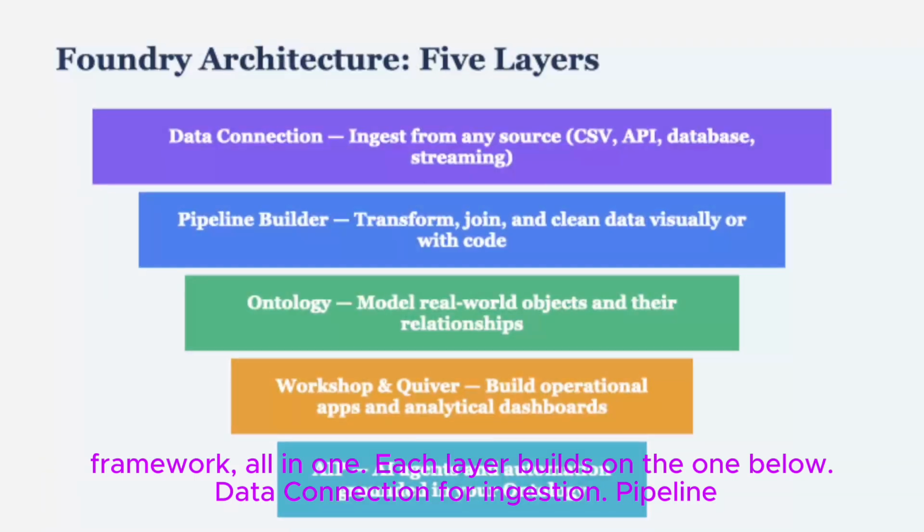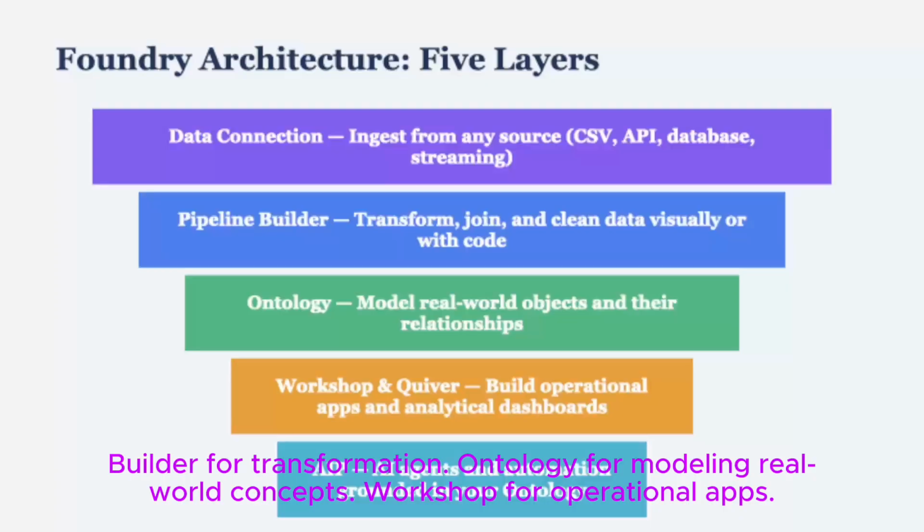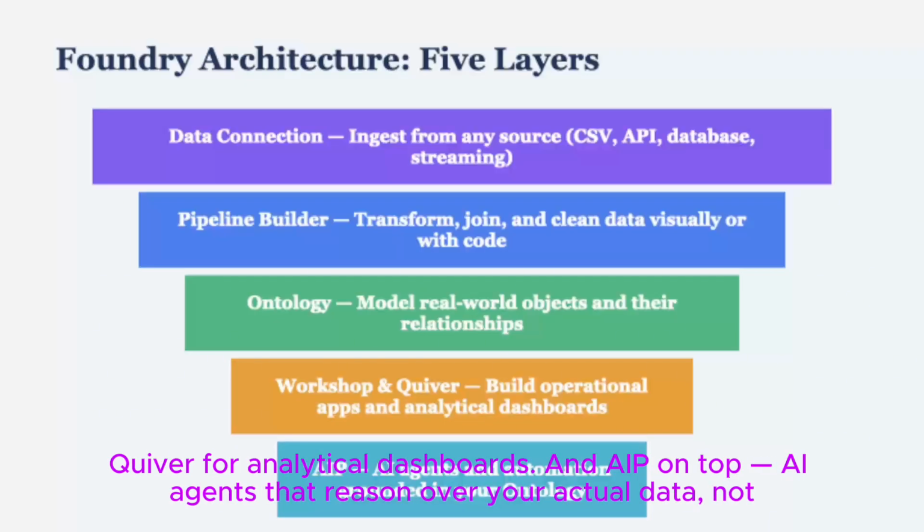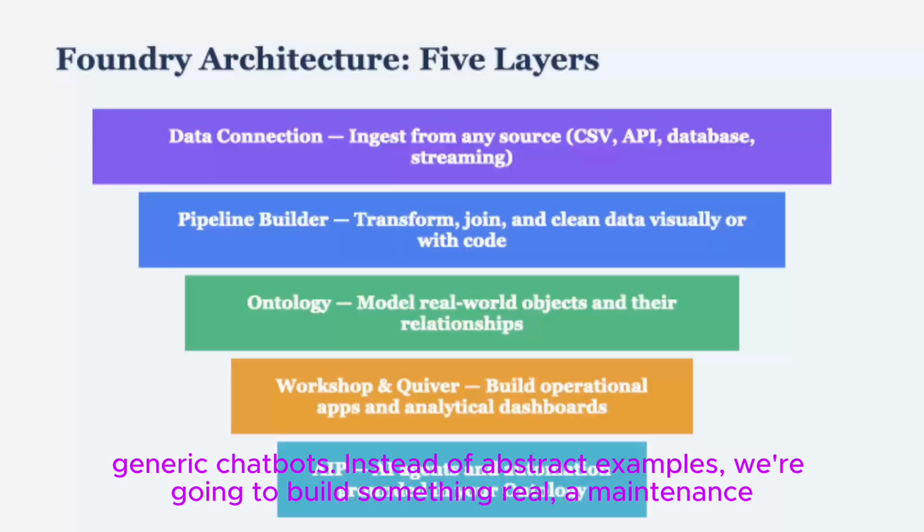Each layer builds on the one below: Data Connection for ingestion, Pipeline Builder for transformation, Ontology for modeling real-world concepts, Workshop for operational apps, Quiver for analytical dashboards, and AIP on top, AI agents that reason over your actual data, not generic chatbots.